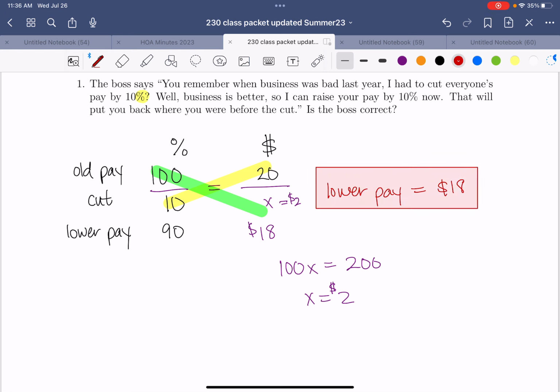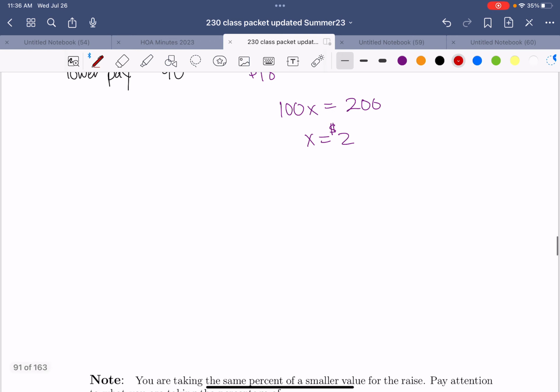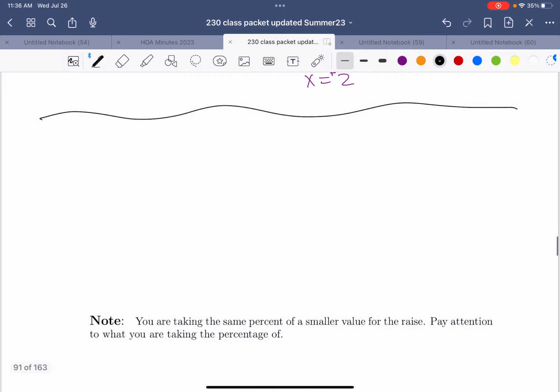Now they're going to say, okay, let's raise your pay 10% and see if you end up back at 20. So for part 2, we're going to go down here and set up another set. It's still percent and still dollars, but now we're going from your lower pay, and they're going to raise it, and you're going to have a new pay.